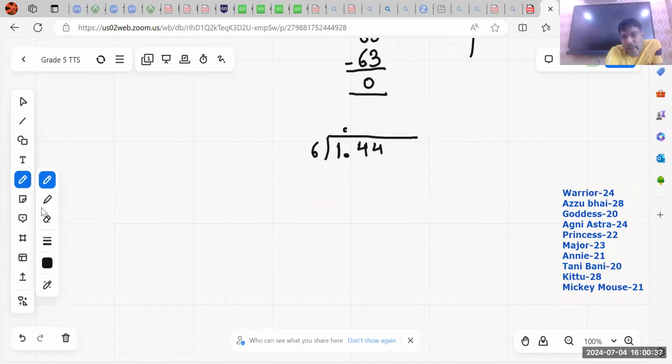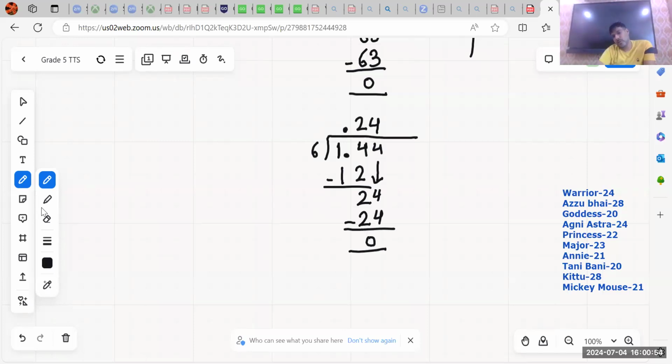I got a decimal point, so I will get a decimal point here. Can you divide 1 and 4 with 6? Yes. So 6 twos are 12. I will get 2 here and 4 will fall down. And 6 fours are 24. So my quotient will be 0.24.